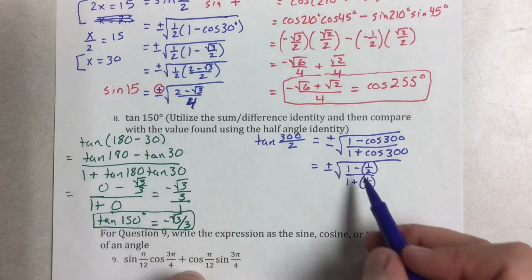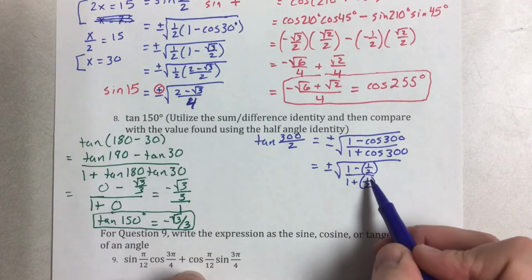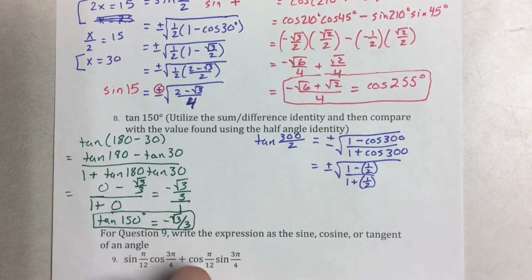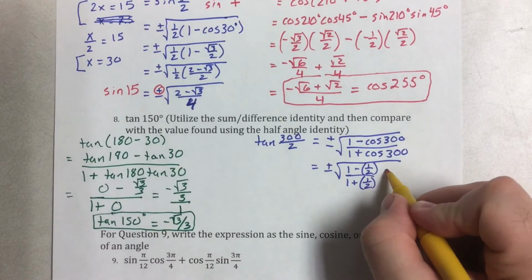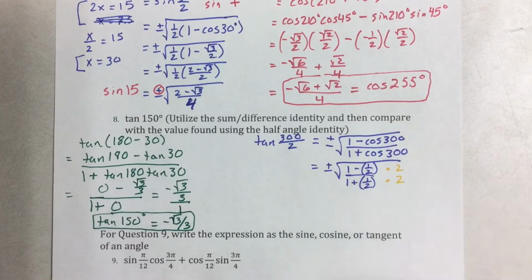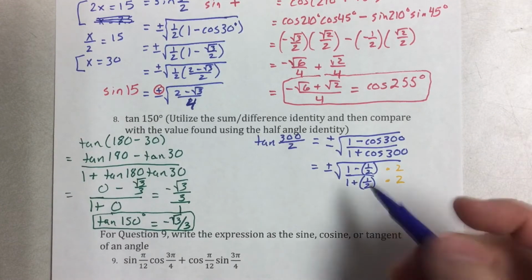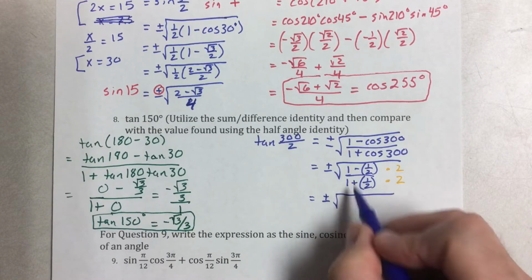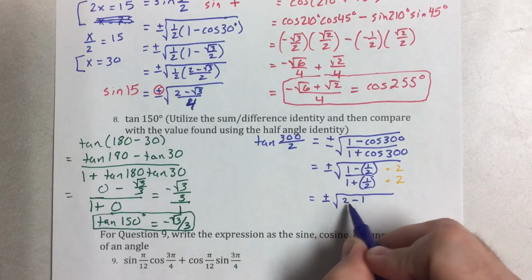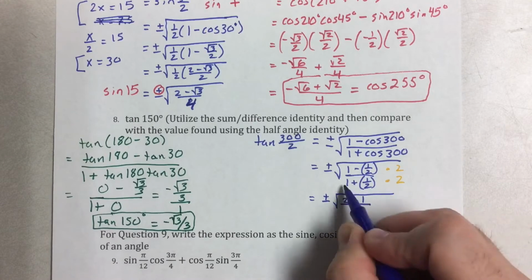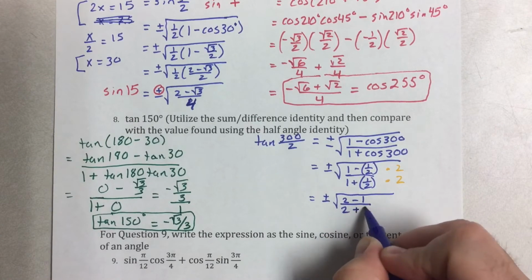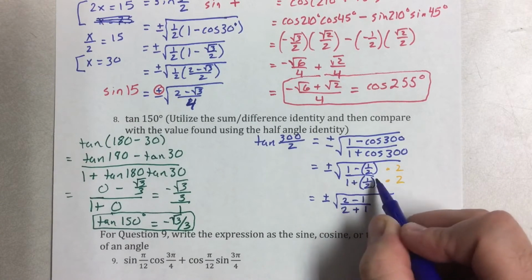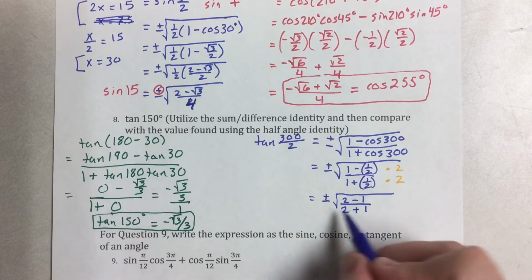Okay, so I have a common denominator on top and bottom, so I can use my little great trick of multiplying by that value to get rid of the fractions. So when I multiply both top and bottom by 2, I get plus or minus (2 minus 1) over (2 plus 1), because 2 times 1 and 2 times 1/2 is just 1.